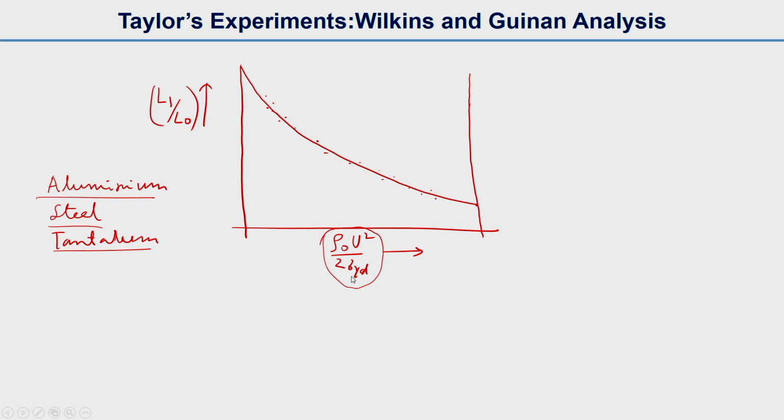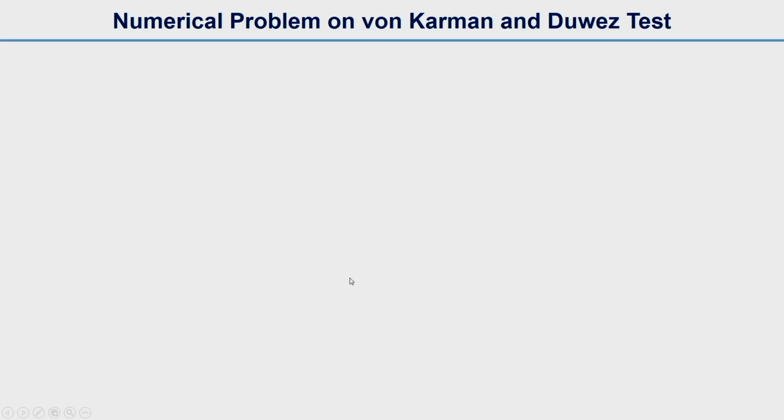So with that, we are finishing this analysis part, and then we will have some problems on this and the plastic wave propagation. The first problem we will work on is on the von Karman and Duwez test, if you remember, the plastic deformation of the semi-infinite wire.